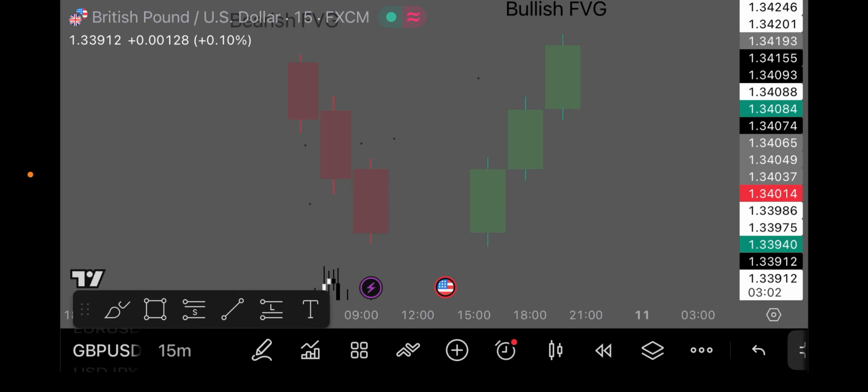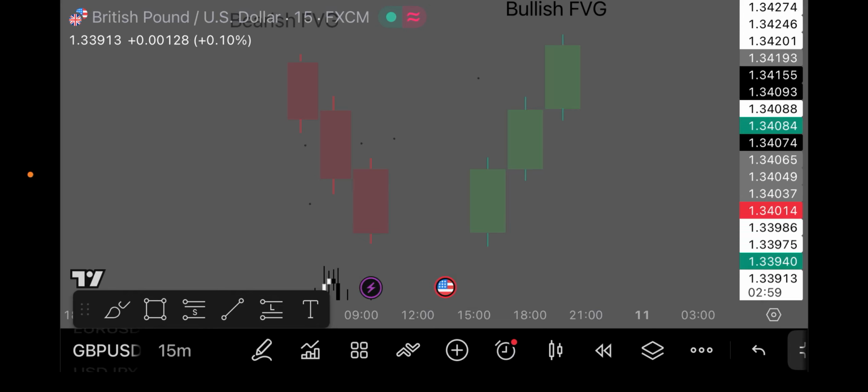On Very Simple Day 4, I'm going to be talking about fair value gaps, that is imbalance. Another name for fair value gap is imbalance. We've already talked about liquidity sweeps, and also talked about candlesticks.